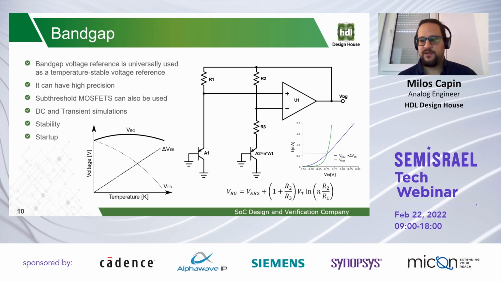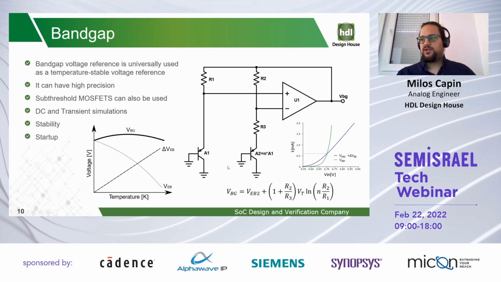This is not perfectly flat because we have second order and third order nonlinearities, but we can easily achieve a parabola with maybe 3 or 4 millivolts of difference between highest point and the lowest point. And as you can see in this equation, we have VEB2 and we have VT, which has a positive temperature coefficient, and we have some parameters which we can tweak to achieve this balance.